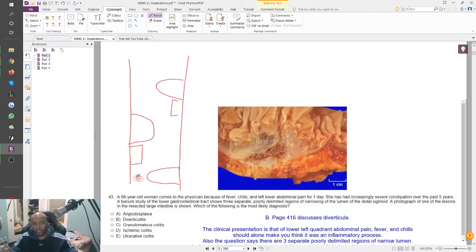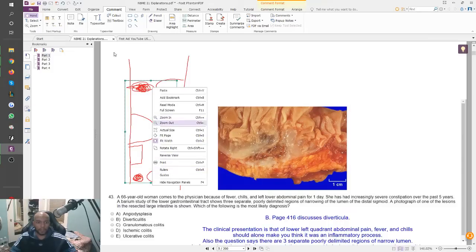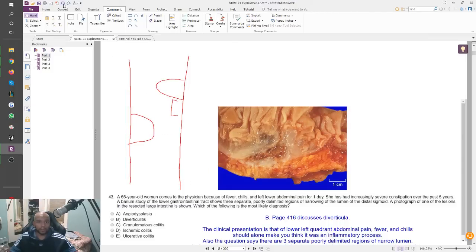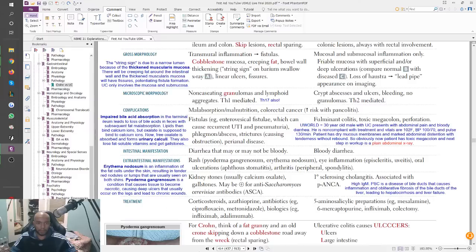You see how this is narrow? This is a narrow area, this is a narrow area, and this is a narrow area. 3 different places where a patient can have some kind of weird thing happening, which narrowed the lumen, right? And what is diverticulitis going to look like? So let's take a look at diverticulitis, page 416.